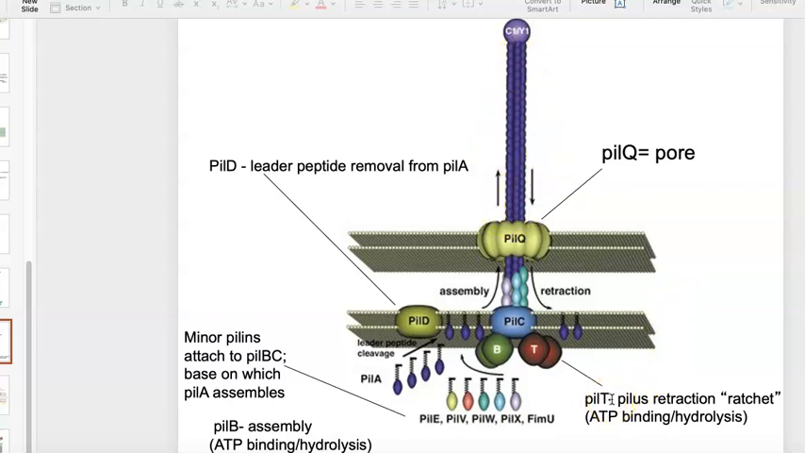PilT is a retraction ratchet, essentially. So that helps pull the pilus back in. And then PilB is essential for assembly, so ATP binding and hydrolysis. So that ATP-driven process allows these guys, using this as a scaffold, and this is a scaffold, and this is a scaffold, to assemble these PilA proteins to quickly put out the pilus, and PilT to quickly retract the pilus. So one of the cool aspects of this, not just movement, as I showed you, because this retraction event is essential for movement. I mean, it's not just the retraction; it's the assembly and retraction that causes the movement. It's like throwing out a grappling hook or something like that and pulling yourself up the side of a mountain.